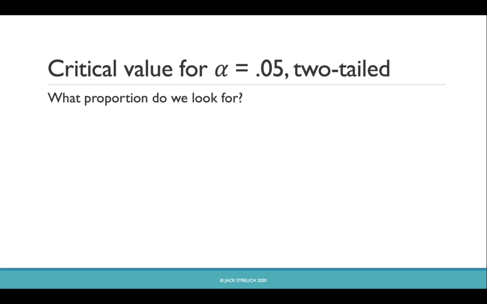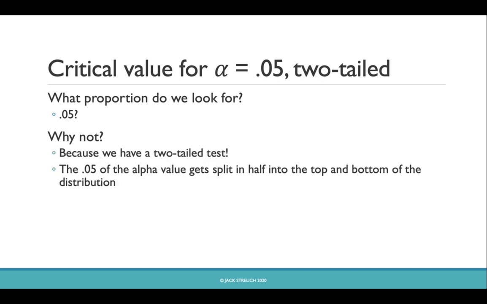So we want to find the critical value for an alpha level of 0.05 and a two-tailed test. So what proportion should we look for? It would be logical to look for 0.05, but this is actually incorrect. And the reason is that we're running a two-tailed test. Recall from the last lecture, this means the 0.05, the 5% of the alpha value, gets split in half in the top and half in the bottom of the distribution.